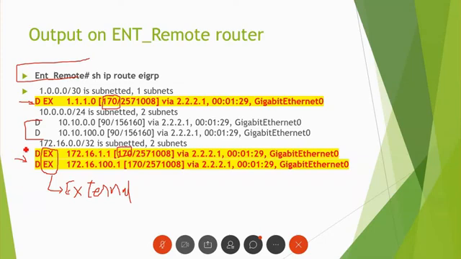Default AD value for EIGRP is 90. See here, this is a default EIGRP learned route, 90. Numerator is 90. But for external EIGRP routes, it is 170. This is the protocol's behavior. It automatically changes. It knows, hey, this route has been learned from another protocol, so it should not be as reliable as an EIGRP route. So increase the administrative distance value.